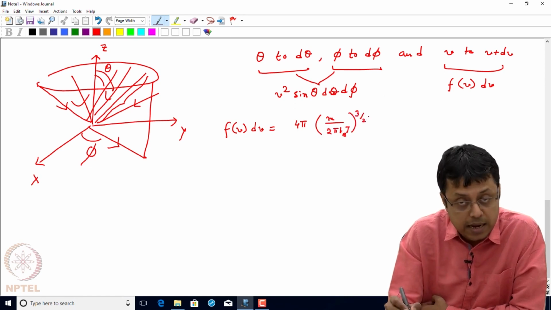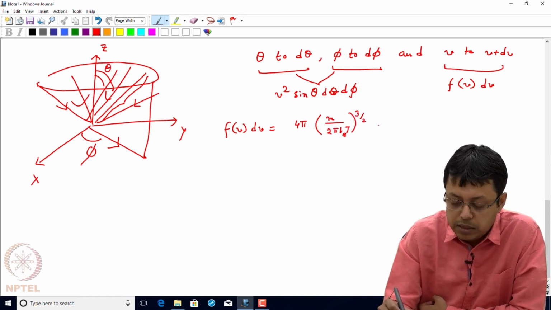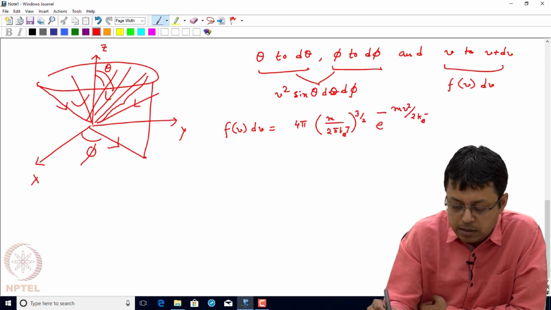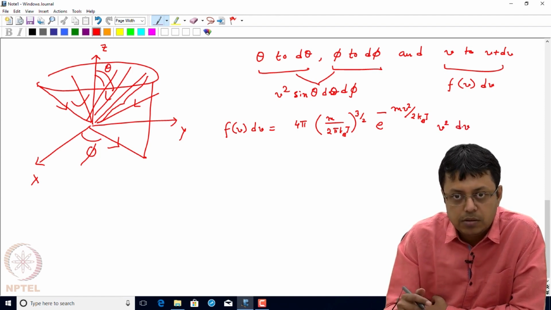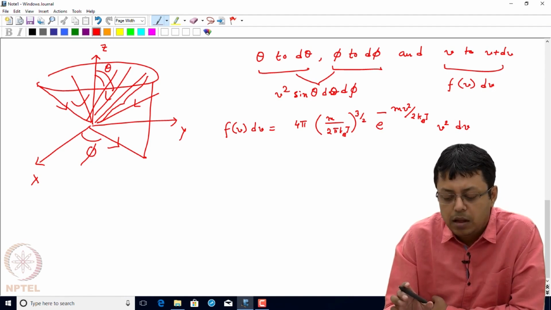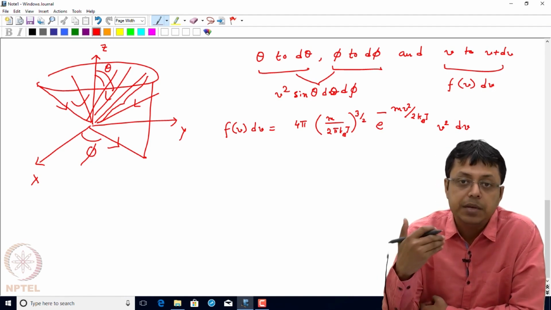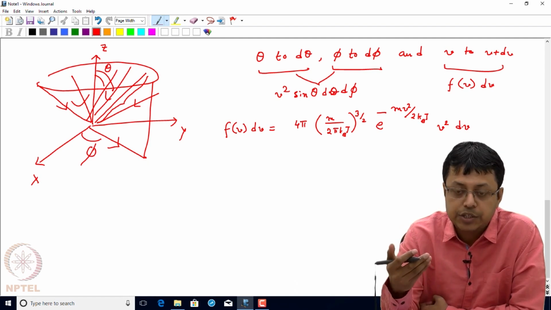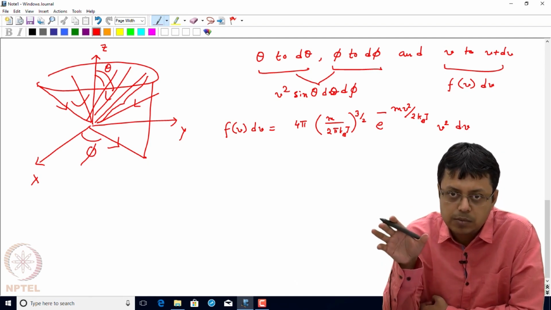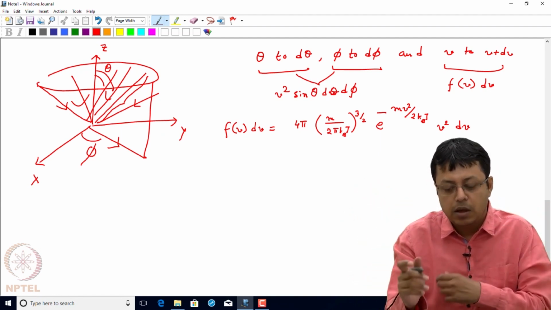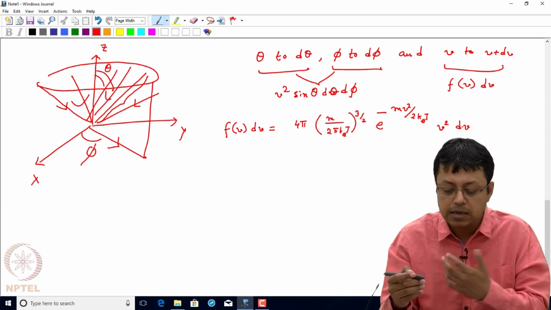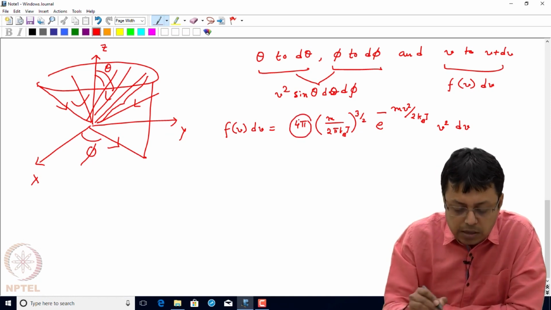You can go back and check this Maxwell-Boltzmann distribution, e to the power minus mv square by twice kBT into v square dv. It basically says what is the fraction of molecules, or what is the probability of molecules having speed in the range v to v plus dv. Now when you say speed, it is independent of the direction. But now we are going to use the Maxwell-Boltzmann distribution while again imposing the condition that there is a directionality.